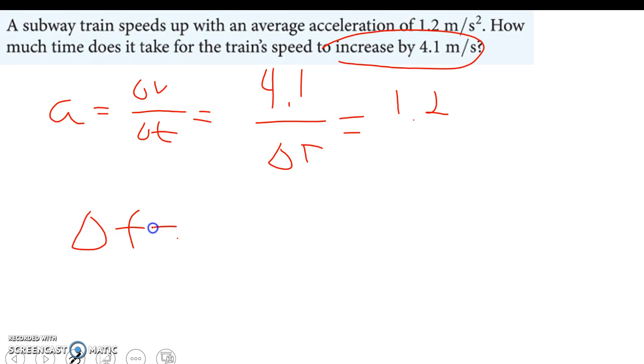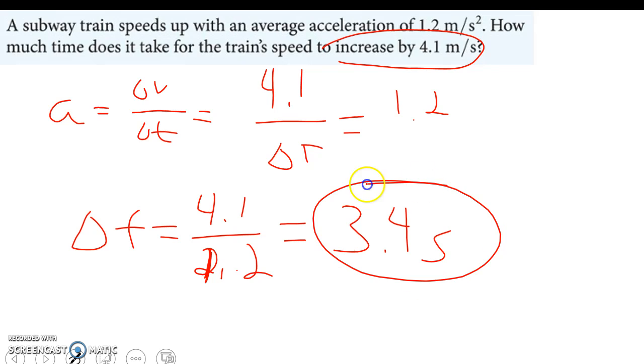Change in time is equal to 4.1 over 1.2. Got my numbers transposed, but 4.1 divided by 1.2. So we take our change in velocity over our acceleration, and we get 4.1, and we divide that by 1.2, and we get a time of 3.4 seconds. So that's how long that would take. So we can use this equation to find other things other than just plain acceleration.